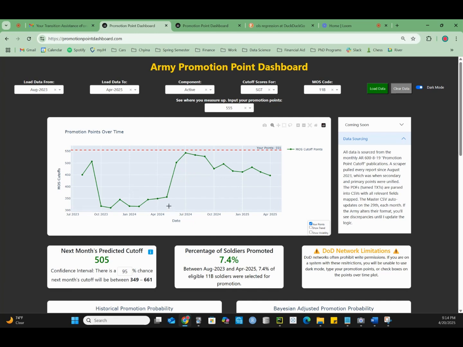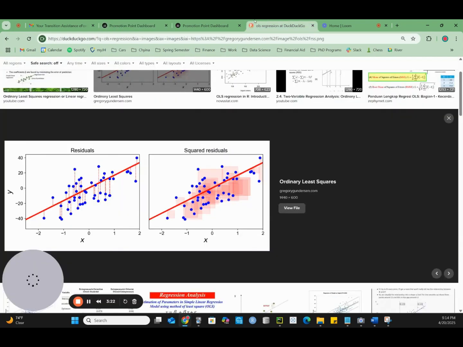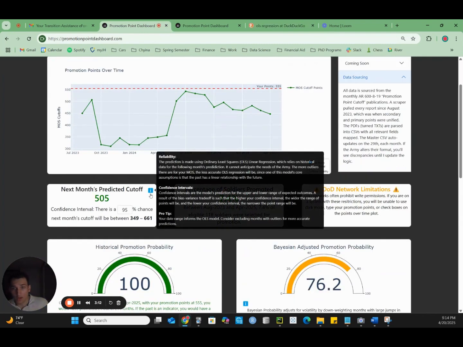The ordinary least squares model, a regression model, predicts your next month's promotion point cutoff. It is going to find the reduced mean squared error. What that means is it's shooting a line where the difference between the different points is lowest, and then it makes a prediction based off of that. So consider this: this is what your ordinary least squares regression model looks like. You can look it up. It's the same math across the board.